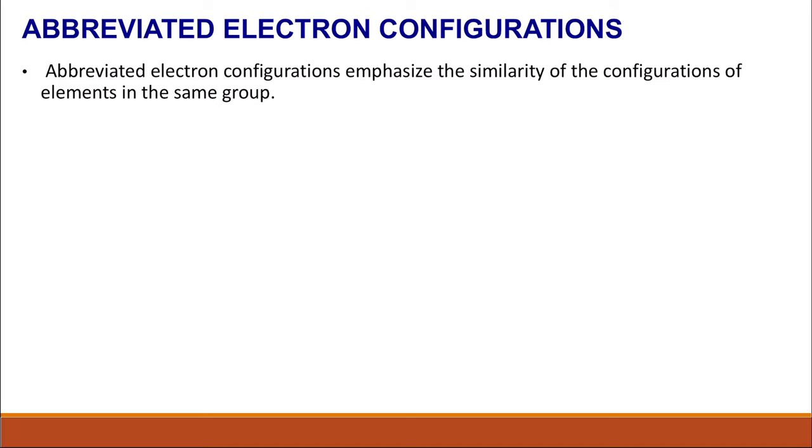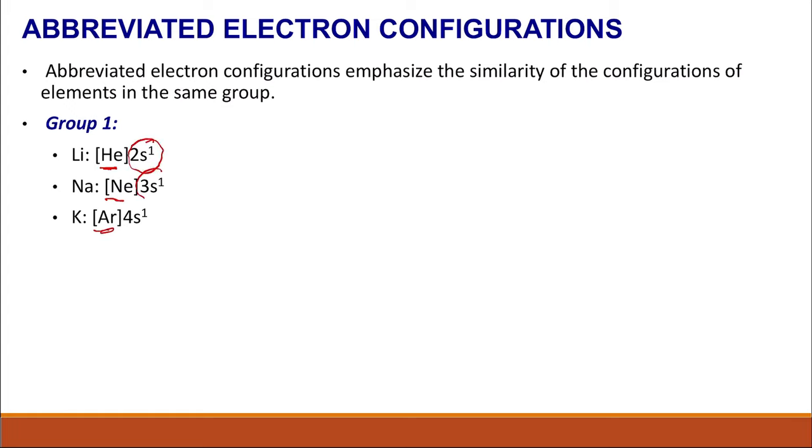Abbreviated electron configuration emphasizes the similarity of the configuration of elements in the same group. For example, in group 1, all of them are going to have the abbreviated electron configuration of a noble gas. The first one in group 1, lithium, is helium, the second, sodium, is neon, the third, potassium, is argon, and then all of them will only have one electron in the s subshell of the highest energy level. So 2s1 for lithium, 3s1 for sodium, and 4s1 for potassium.